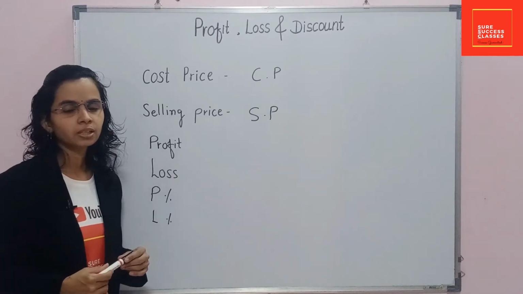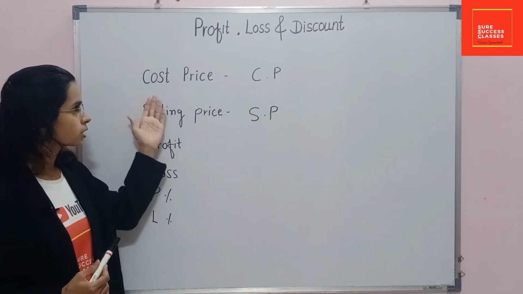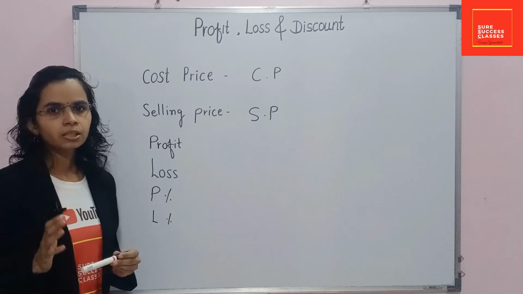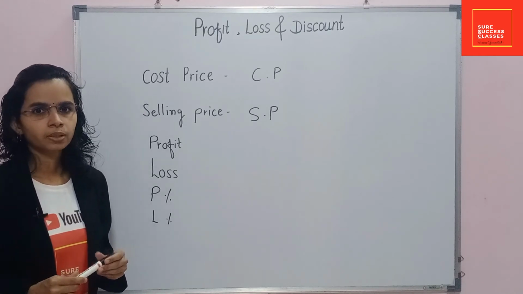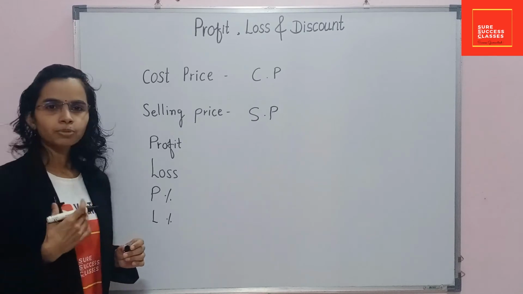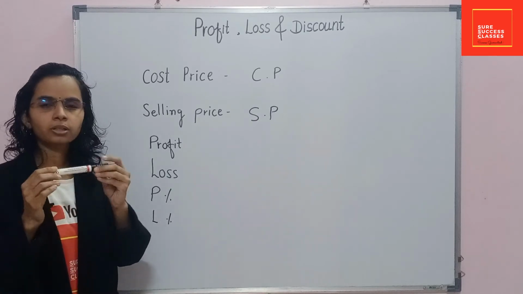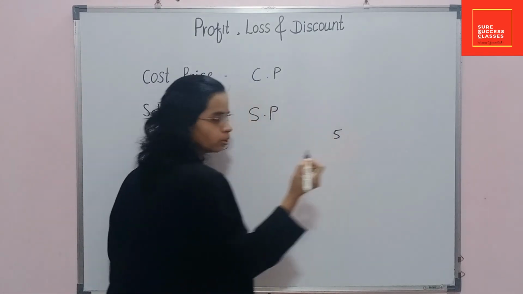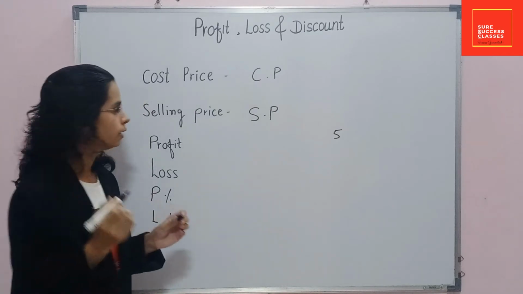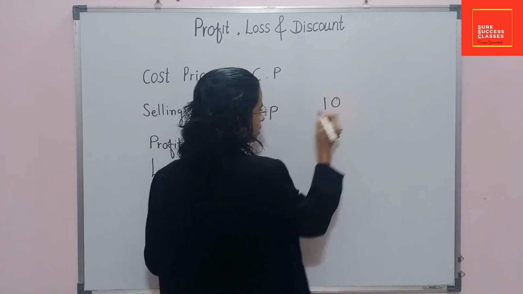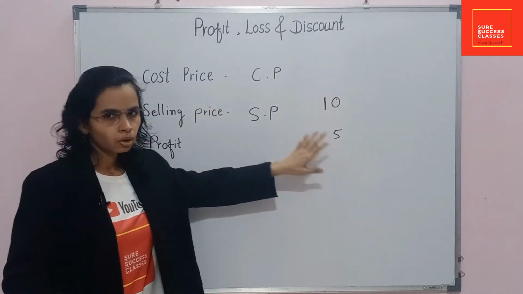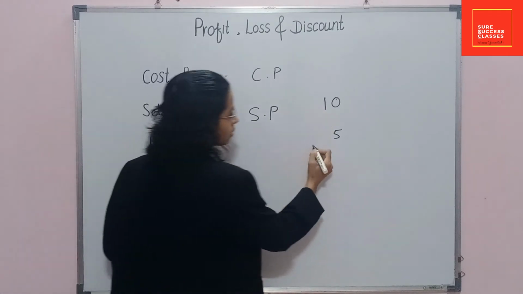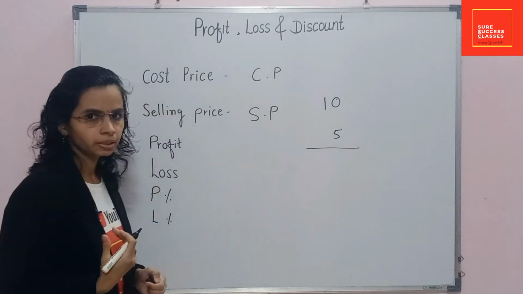Next term is profit. This term is related to the first term cost price and the second term selling price. This term is somewhat difficult, but we will make it simple with an example. Suppose I am a shopkeeper and I bought this pen at rupees 5 and I am going to sell this pen at rupees 10. Means here 5 rupees is my cost price and rupees 10 is my selling price, and here I am gaining something.